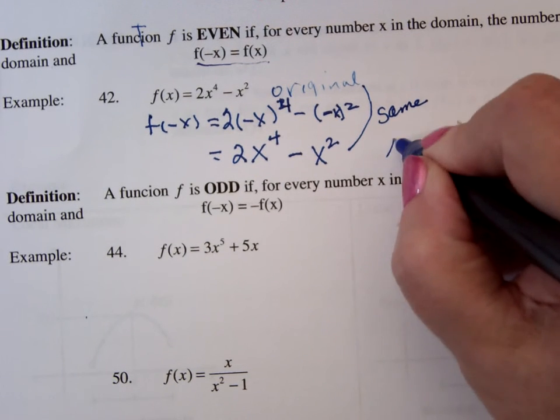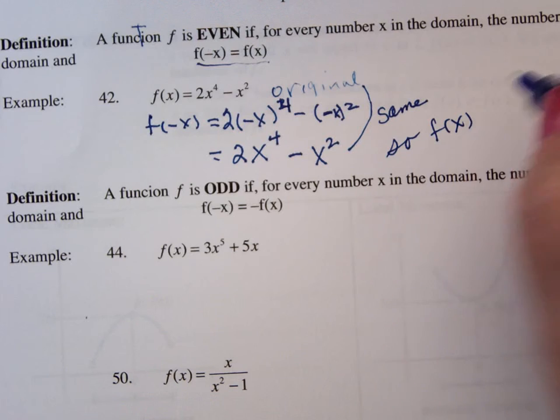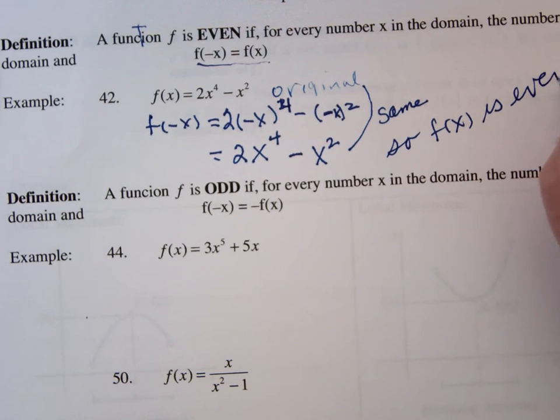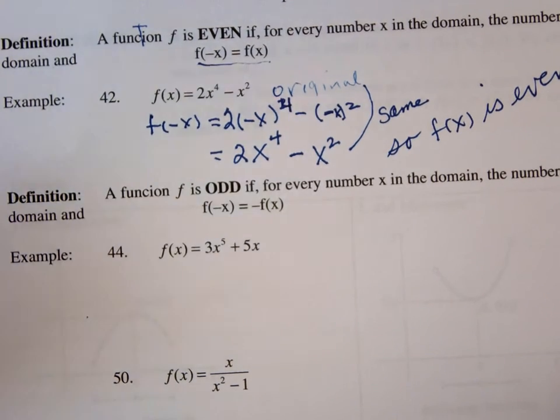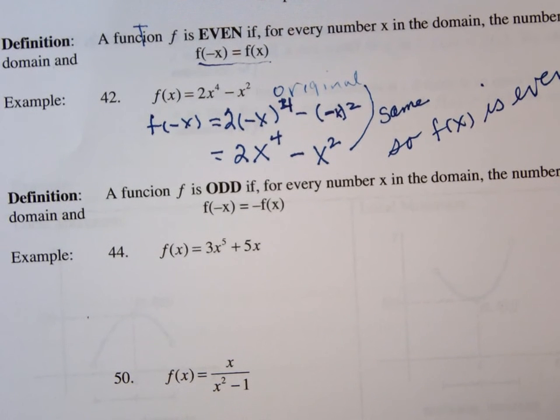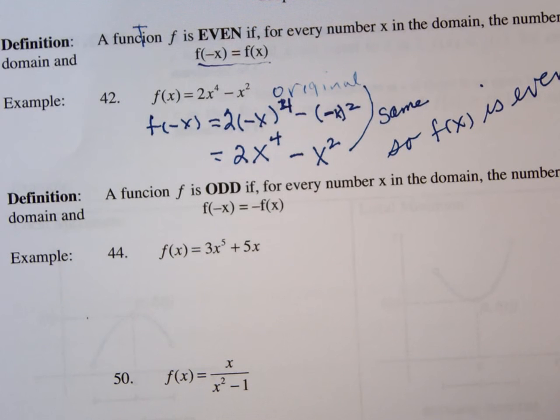So f of x is even. And you think if all the powers are even powers, it's going to be an even function.